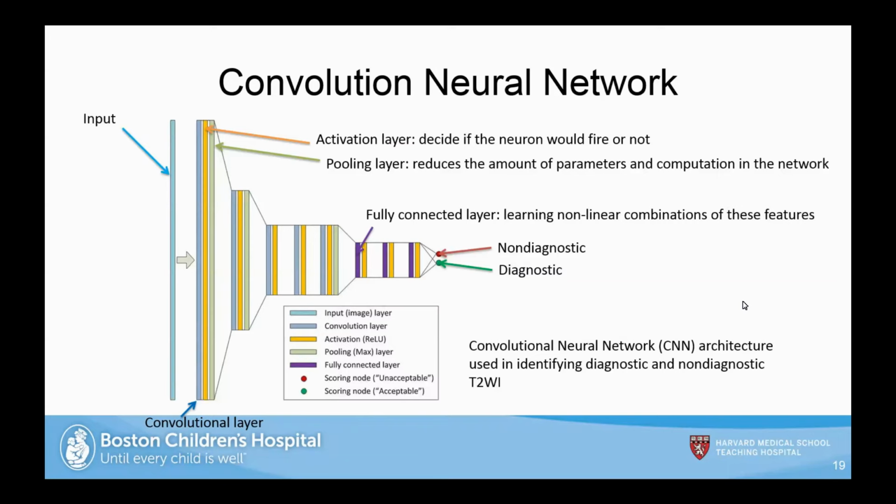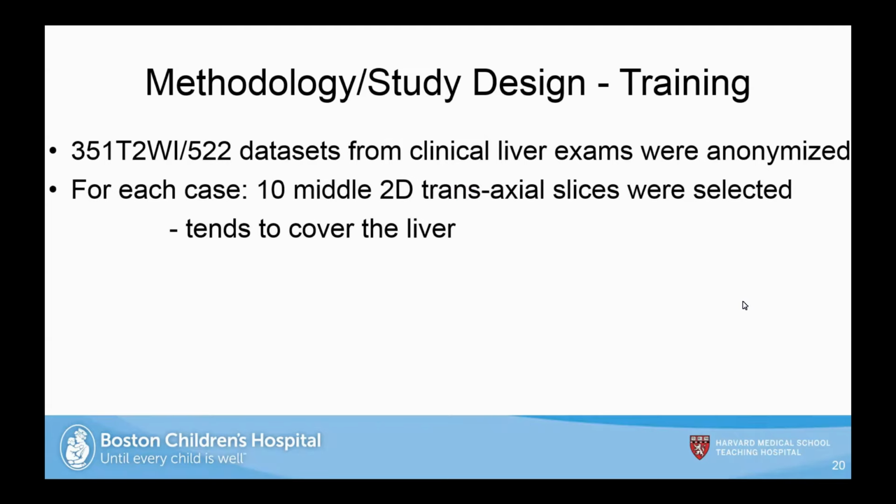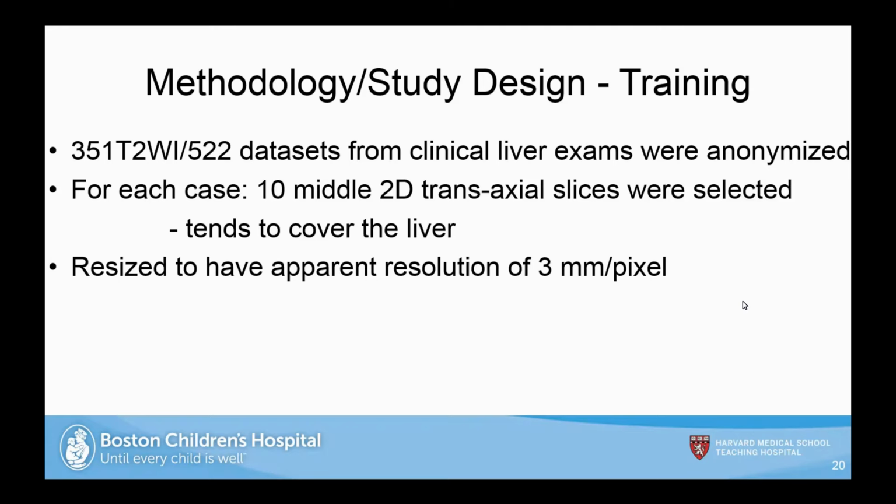So for training, they used 351 T2-weighted image cases out of the 522 data sets from the clinical liver exams that were anonymized. For each case, they used the 10 middle 2D transaxial slices, and this is because it tends to cover the area of the liver. They resized it to have an apparent resolution of 3 millimeters per pixel. Apparently, that was needed for the deep learning algorithm.